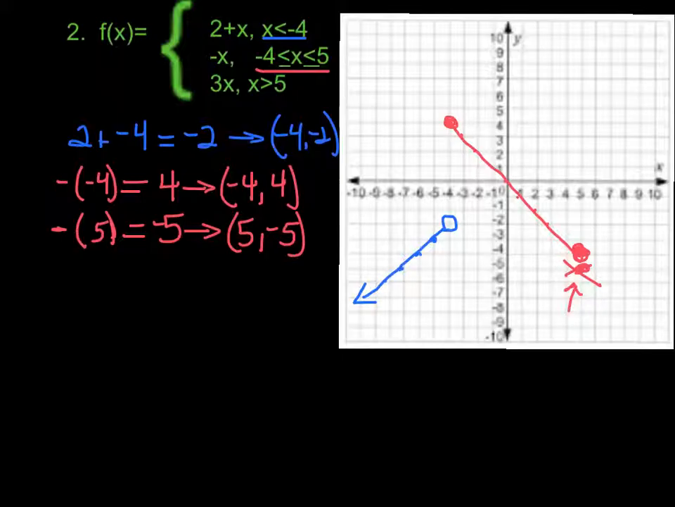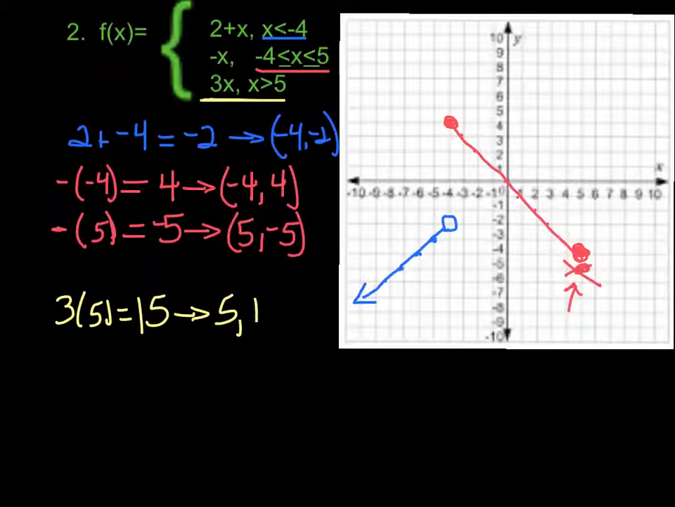Now here's the hard part, because my graph isn't going to work for this last part. So if we look at this last part here, we have y equals 3x when x is greater than 5. So I'm going to start by plugging in a 5. And I end up getting 15. So then I know the point is 5, comma, 15.